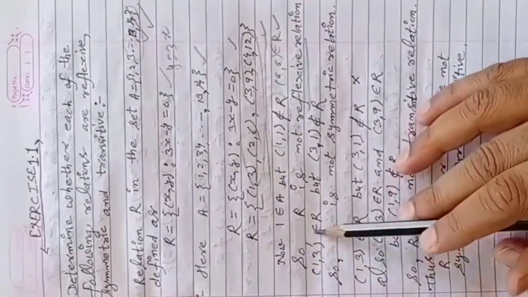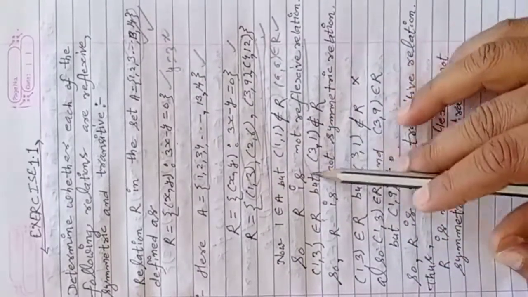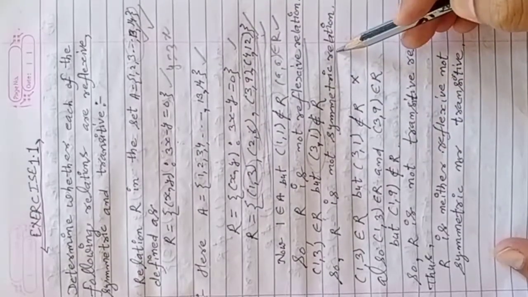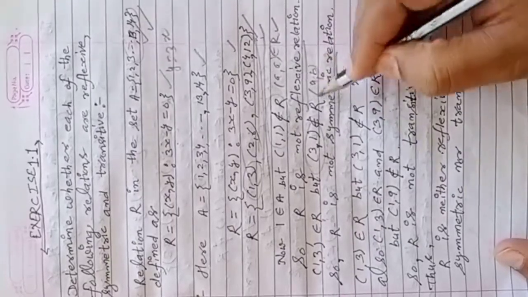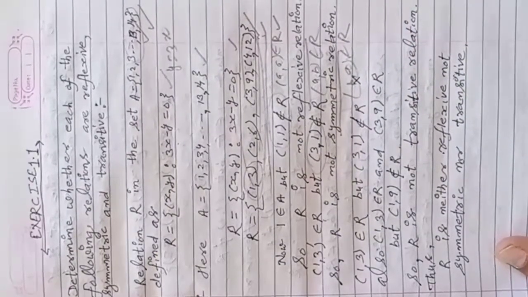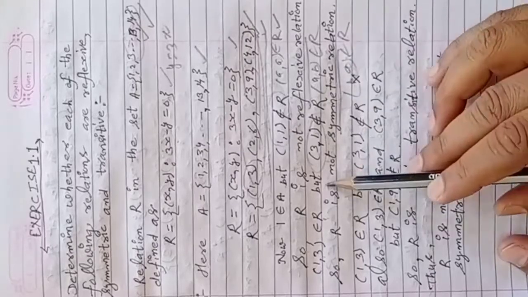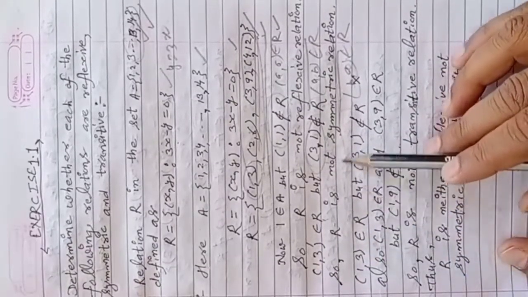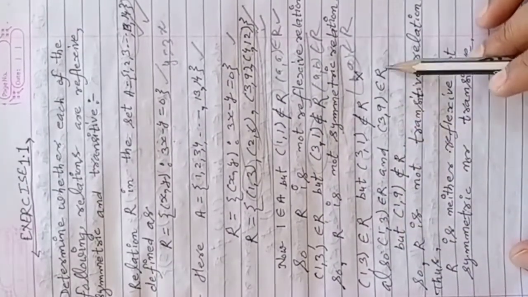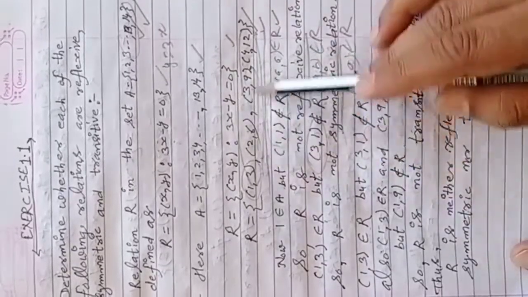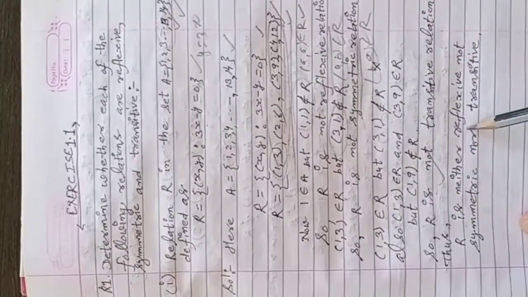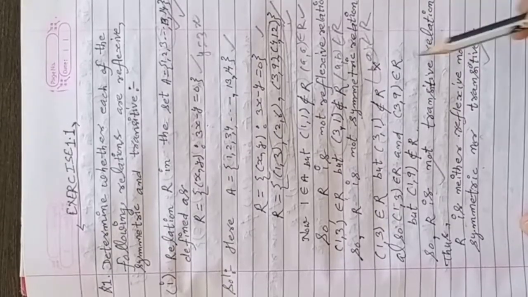Now (1, 3) belongs to R, (1, 3) is here, but (3, 1) does not belong to relation R. So in the symmetric relation definition, we studied that if (a, b) belongs to R and (b, a) also belongs to R, then it will be a symmetric relation. But here this is not coming, so R is not a symmetric relation also. Now (1, 3) belongs to R and (3, 9) belongs to R, but (1, 9) is not coming here, so it is not a transitive relation also. So R is neither reflexive, nor symmetric, nor transitive. So this is our required answer.